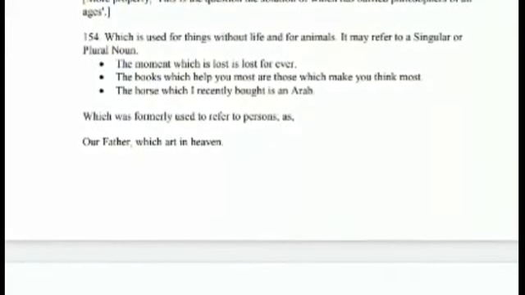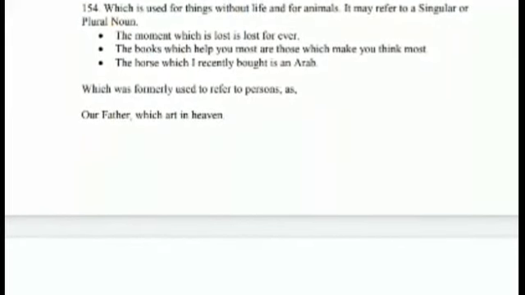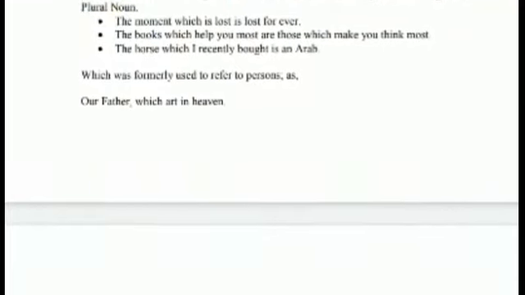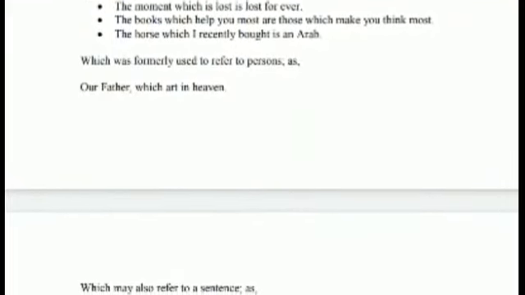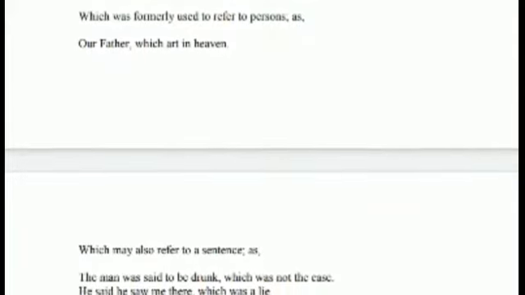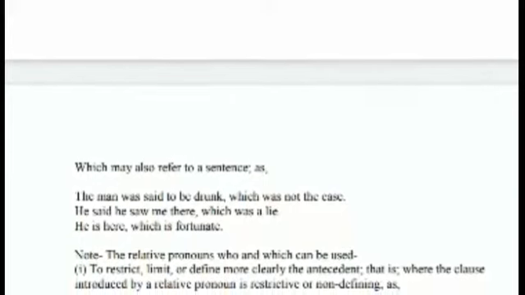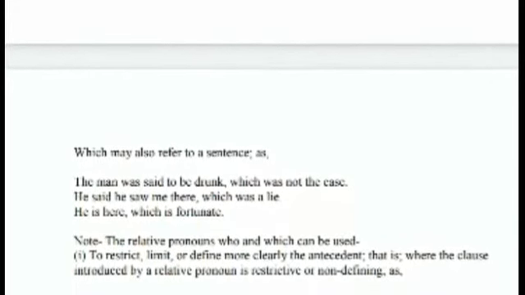The relative pronouns who and which can be used to restrict, limit, or define more clearly the antecedent. That is where the clause introduced by the relative pronoun is restrictive or defining. So like this we have different examples for the use of relative pronouns. Okay, now one more topic is there, the omission of relative pronouns. Examples are given.